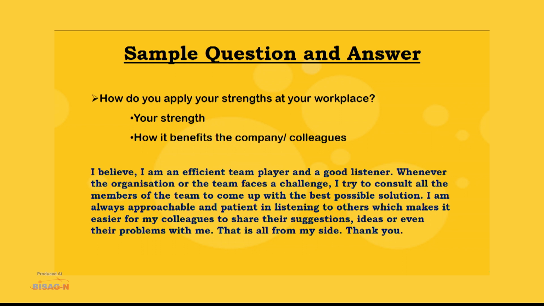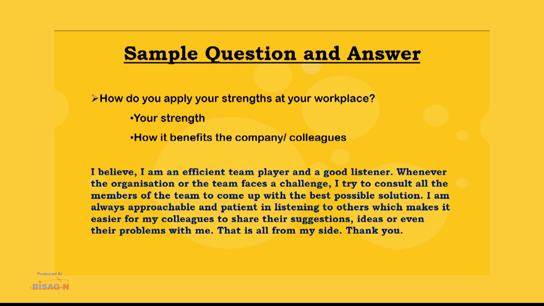What you're going to do is look at the prompts and write down all the bullet points related to that prompt. For example, if the question says, how do you apply your strengths at your workplace? Think about what your strength is. Second, how does your strength benefit the company or your colleagues? Make sure you write down all the points related to your strength.